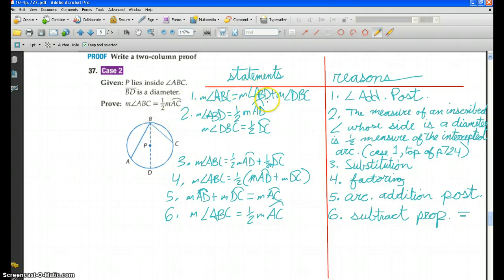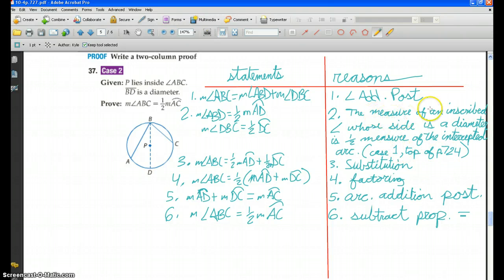Now we want to see if we can substitute something in place of these other two. So the measure of angle ABD we know is half of its intercepted arc, and DBC is half of its intercepted arc. And that's where case 1 of the theorem comes in. So at the top of page 724, case 1 is proved.